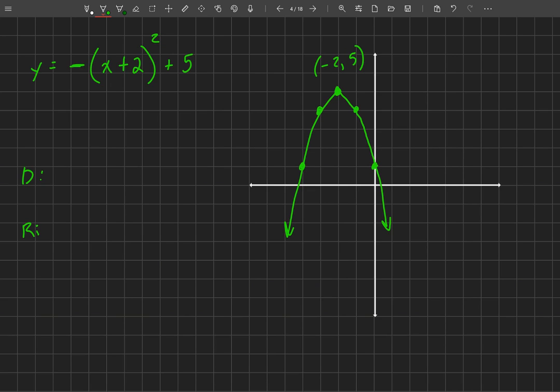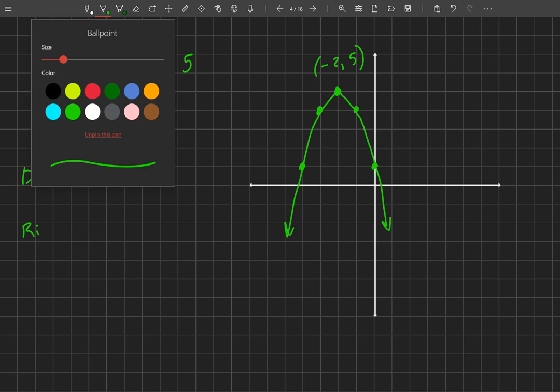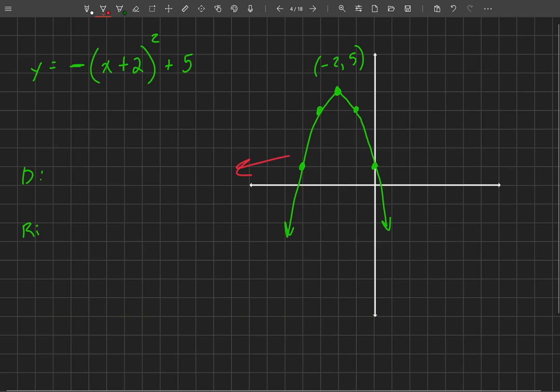Okay, domain. How far left does this thing go? Well, without dragging this out anymore, because we've done this quite a bit, it goes forever to the left and forever to the right. So the domain is negative infinity to positive infinity. In fact, all parabolas, unless they're modified in some special way, will always go from negative infinity to positive infinity, always.